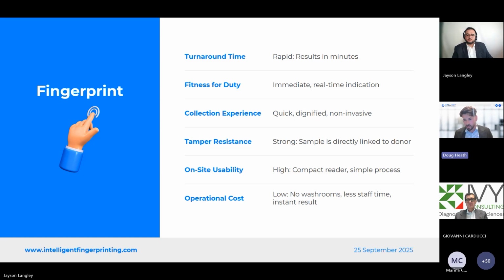And with all of these benefits coming together, the speed, the simplicity, the ease of use, the dignified nature, the no biohazardous chemicals or substances being provided, it becomes incredibly cost effective. And I encourage everybody on this webinar to check out the wealth of resources on Intelligent Fingerprinting's website and the case studies that support that internal return on investment, and the many, many businesses that have saved a huge amount of time and money by applying this technology.